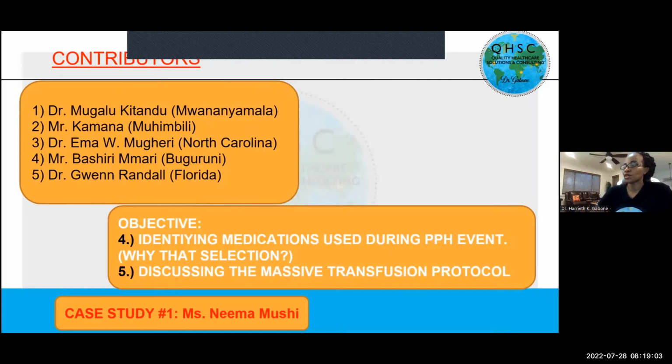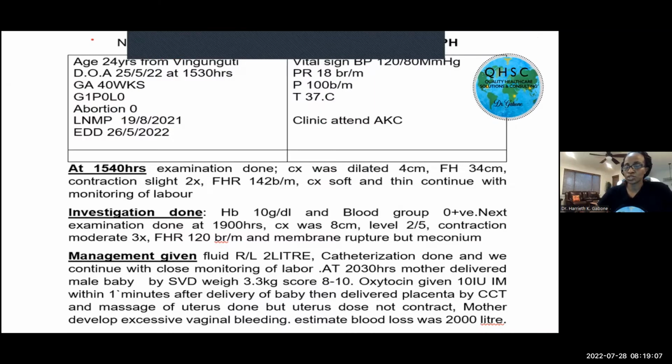Okay, I'm going to go over the case study. Ms. Neema Mushu was supposed to present this case study. Unfortunately, she has to be somewhere else at this time. So I'm going to read what she presented. This was happening from the Kinguguti. The patient was 24 years old. Date of arrival was the 25th of May, and she arrived at 15:30.